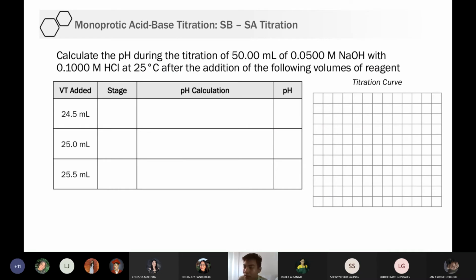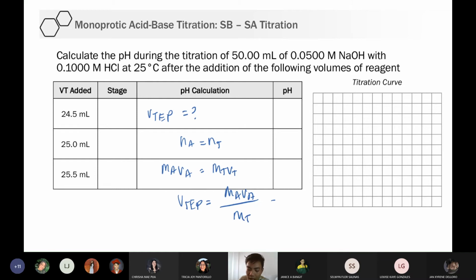Masasolve ba natin agad? No. Bakit no? Kasi we have to look first for the equivalence point volume. Hanapin mo si VTEP. Yan yung una mong gagawin. So we say Na, Nt. Okay? So MAVA equals MTVT. We solve for the VTEP. That is MAVA divided by MT. Okay? And then plug in whatever is given. So you have 50 ml of the base, analyte, 0.05, divided by the molarity of titrant, 0.1. Solve natin.